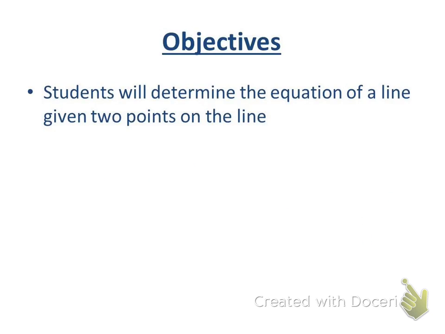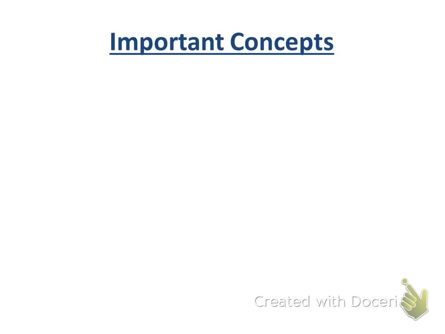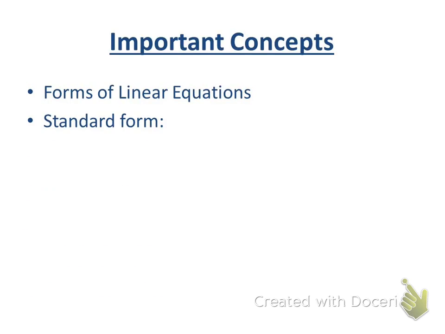All right? Now, it's important here, and this is very ACT important. It's very important that we know and are familiar with all three forms of a linear equation. What is the standard form of a linear equation? AX plus BY equals C.